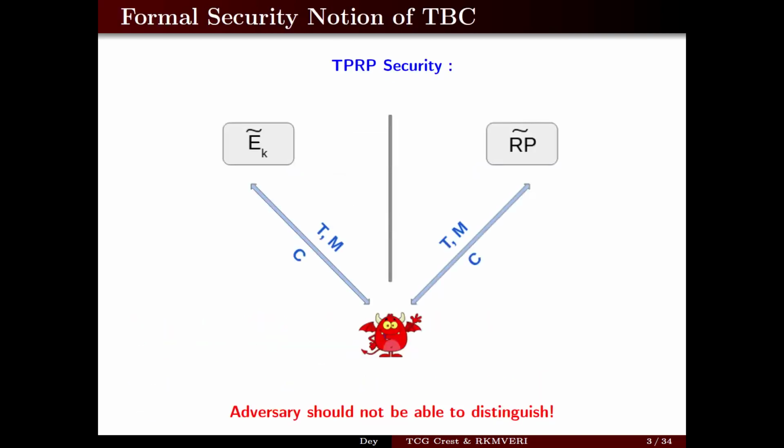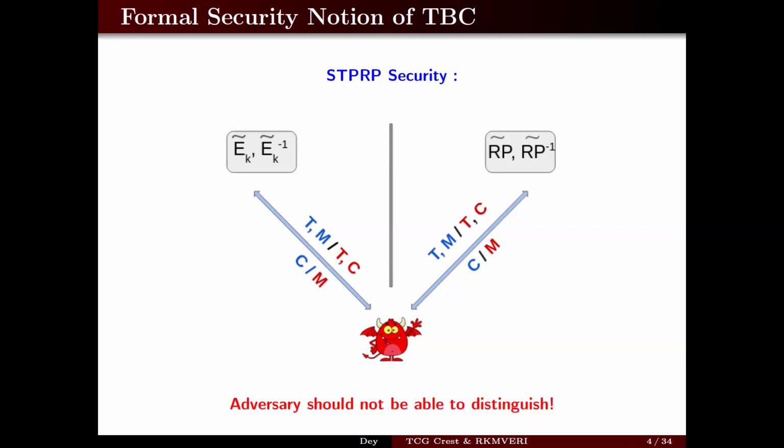Now to model the security notion, suppose we have an adversary A who has access to some oracle. The oracle can be a tweakable block cipher or a tweakable random permutation, but the adversary does not know which. He can only query the oracle. He queries with a message M and a tweak T and gets back a ciphertext C. After many queries, if the adversary cannot distinguish between these two oracles, then we say that this tweakable block cipher is a secure tweakable pseudorandom permutation. Additionally, if the adversary has access to an inverse oracle, and again fails to distinguish between the real and ideal oracle, then we say that the tweakable block cipher is a secure strong tweakable pseudorandom permutation.